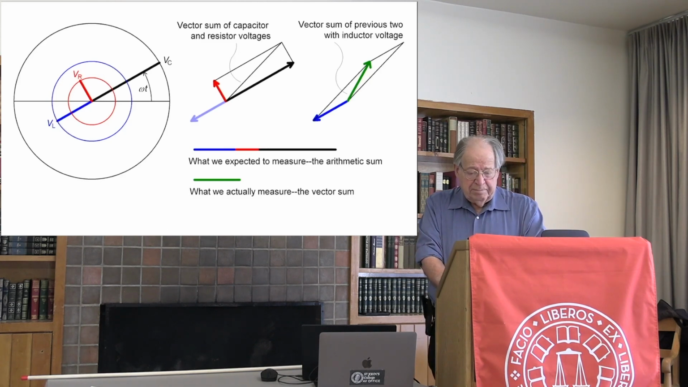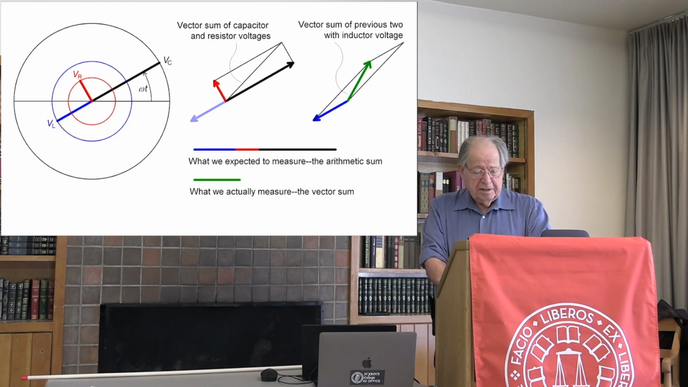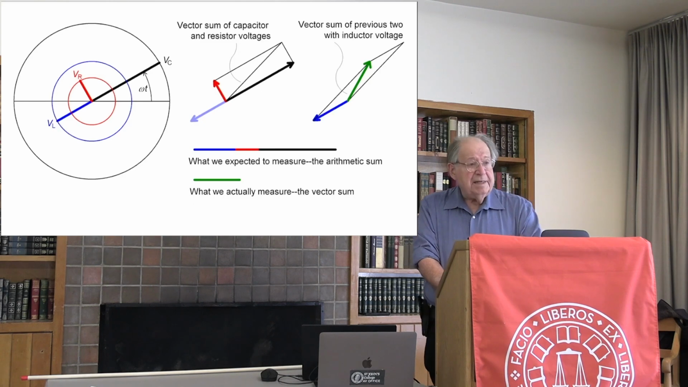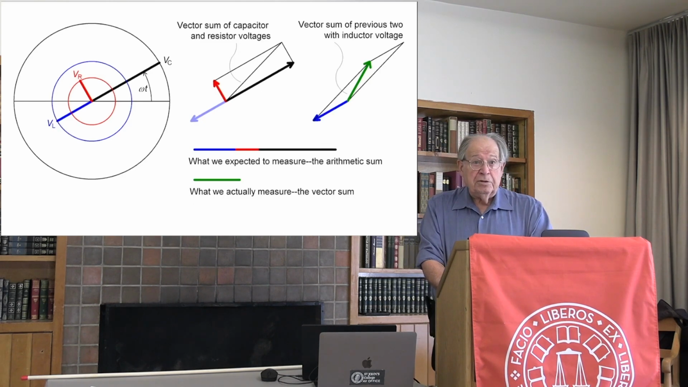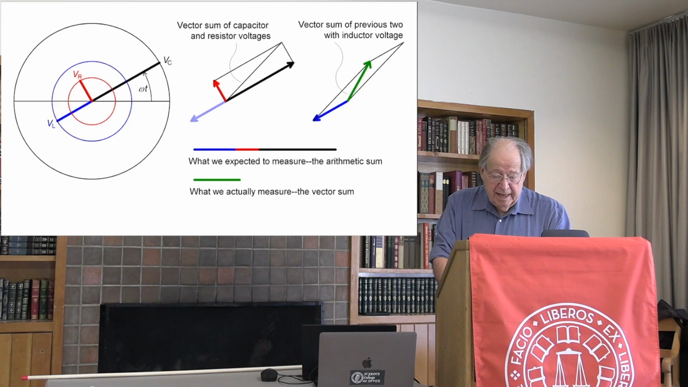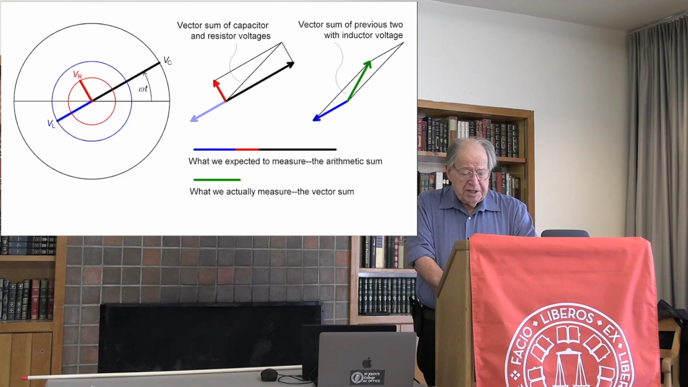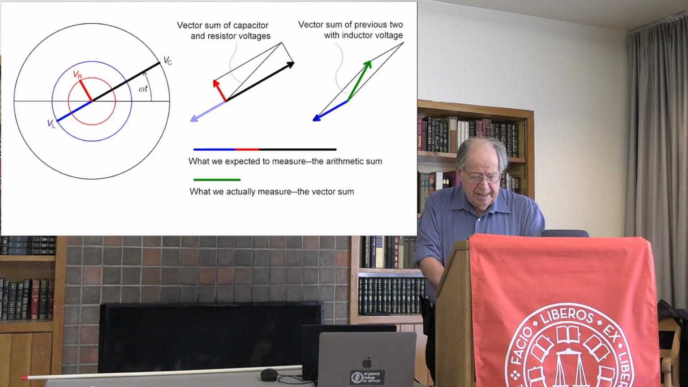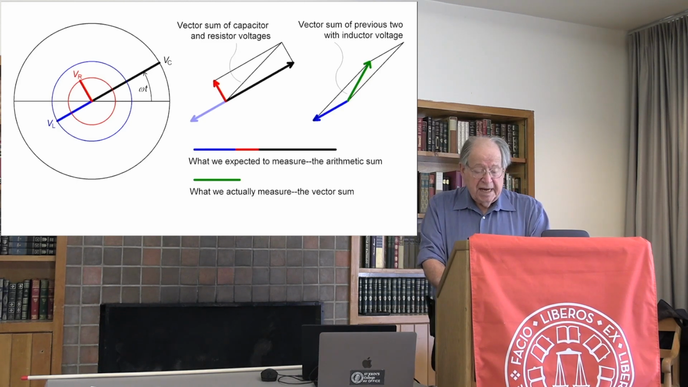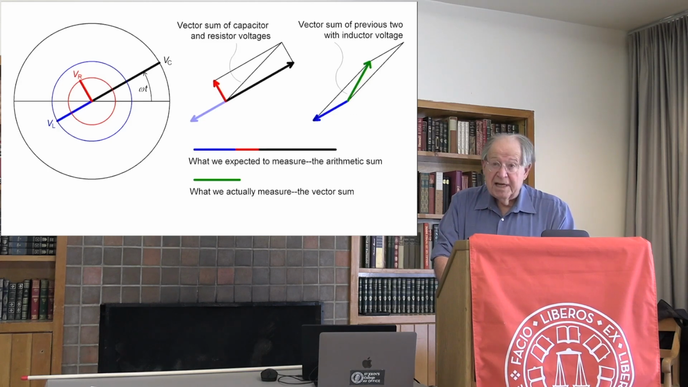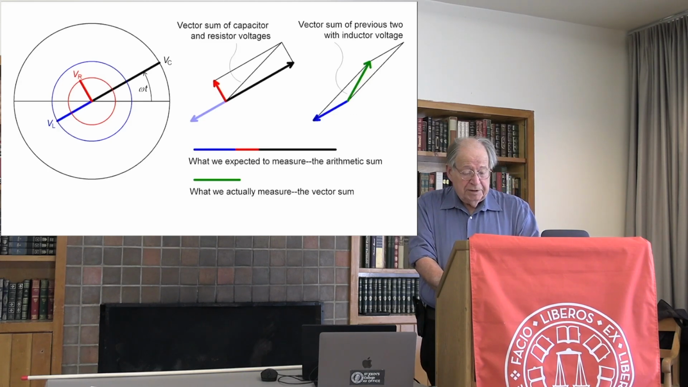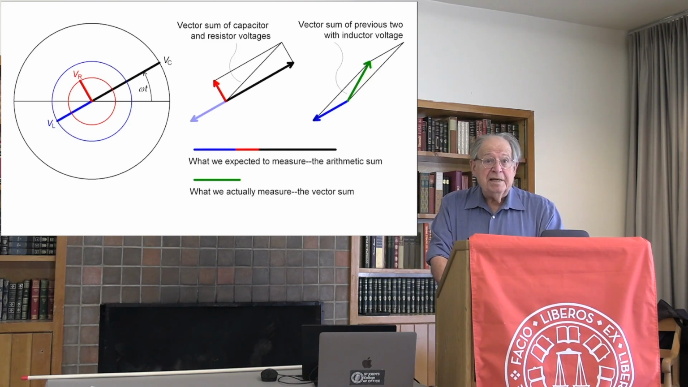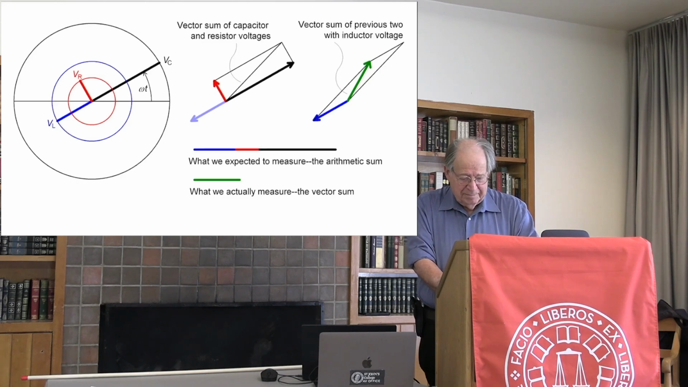Each of the radii represents the peak voltage of one component. The black radius, that of the capacitor, the red, that of the resistor, and the blue, that of the inductor. Our initial expectation was that all three would add together arithmetically to form the total. But the paradigm circle shows us that the arithmetic sum of the peaks is irrelevant because the voltages do not attain their peaks at the same time. Instead, we must take their vector sum.